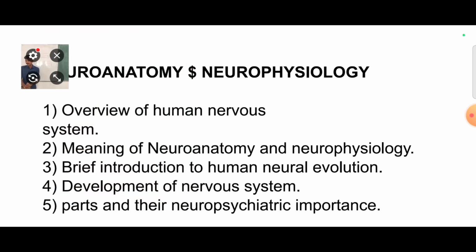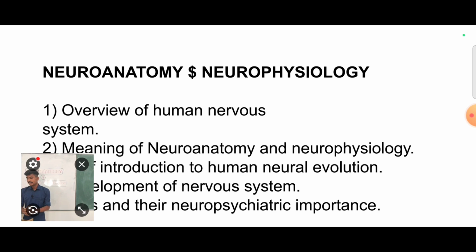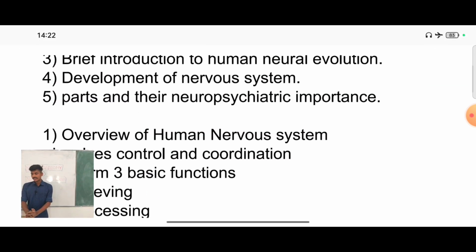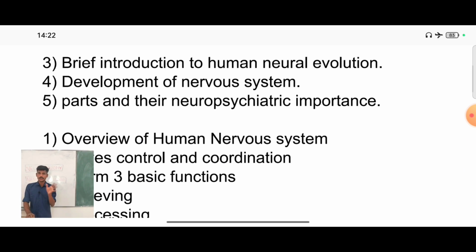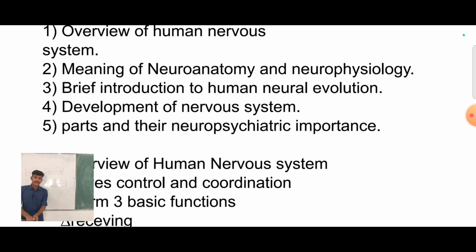First we will discuss the overview of the nervous system. Then we will study the meaning of neuroanatomy and neurophysiology. Then we will study a brief introduction to human neural evolution. Then development of the nervous system and parts and their neuropsychiatric importance.